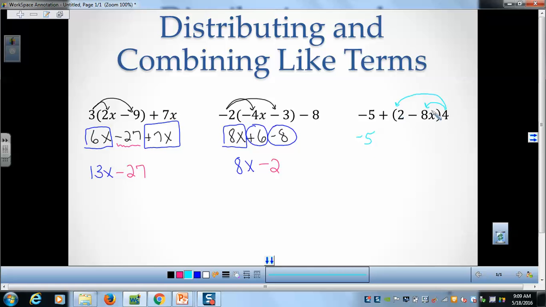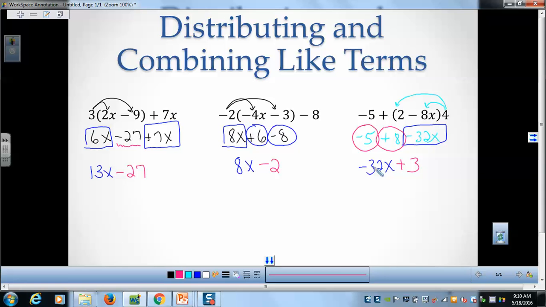Now 4 times 2 would be a positive 8. 4 times negative 8x would be a negative number, and so 4 times 8x would be negative 32x. And then once again, we're looking for like terms. I always group my variable terms first, and what I see is I only have one variable term, so I'm going to bring that negative 32x down, and now I'm looking for my regular numbers. So I have a negative 5, I have a positive 8, negative 5 plus 8 is a positive 3. And that's all it is.